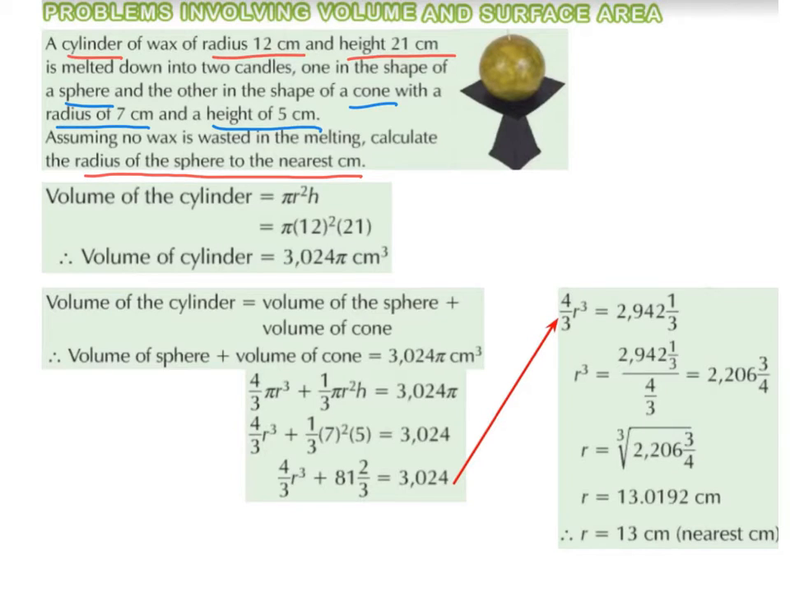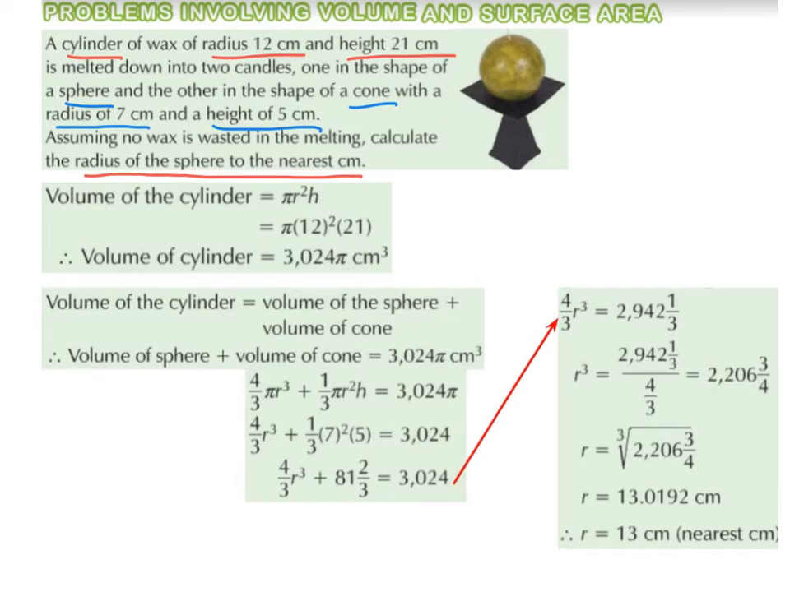Okay, so what we need to do is start off with the cylinder that has a radius of 12 and a height of 21, and we need to find the volume of that cylinder. So the formula for the volume of a cylinder is pi r squared h. The r represents the radius, the h represents the height. So we're going to swap the r for 12 because we were told the radius was 12 with brackets around it, and we swap the h for 21 because we were told the height was 21.